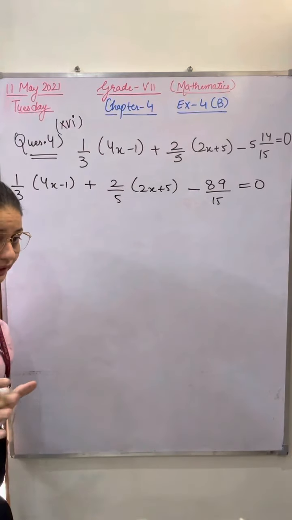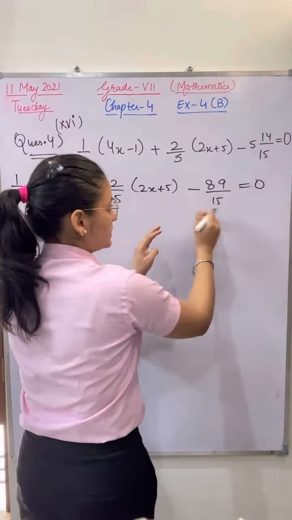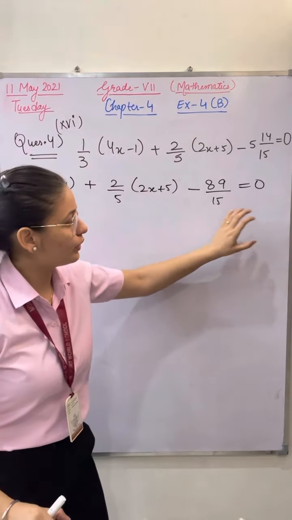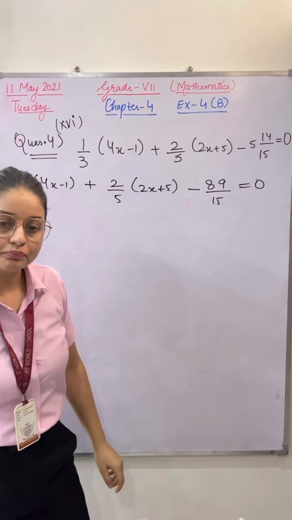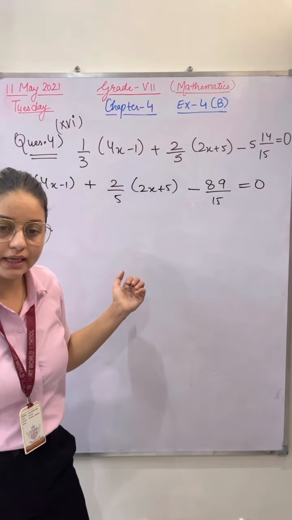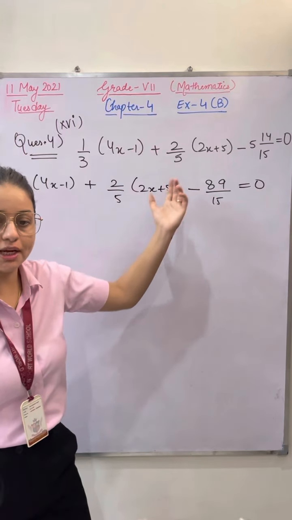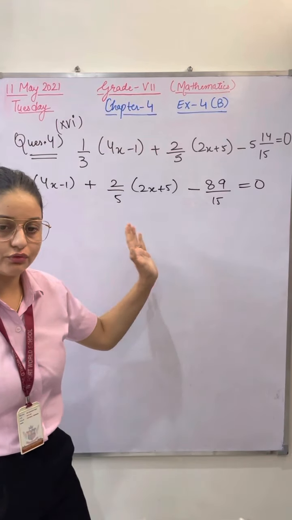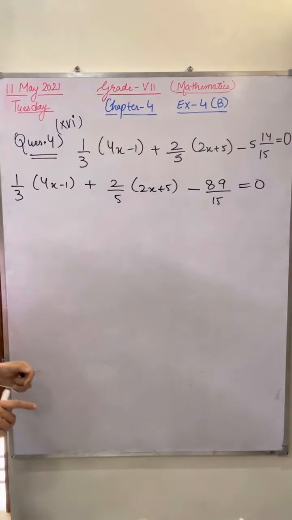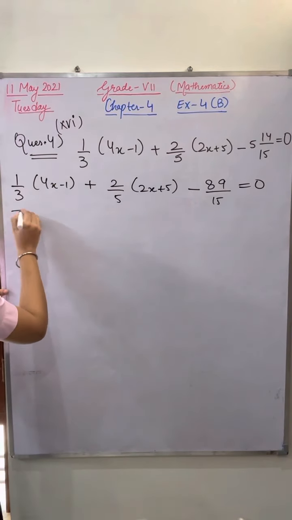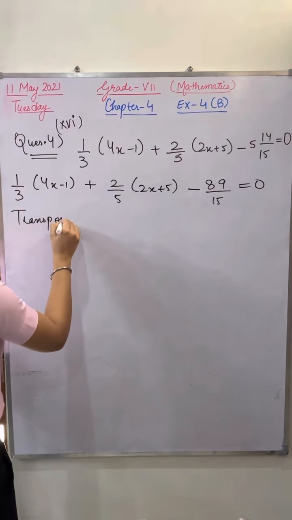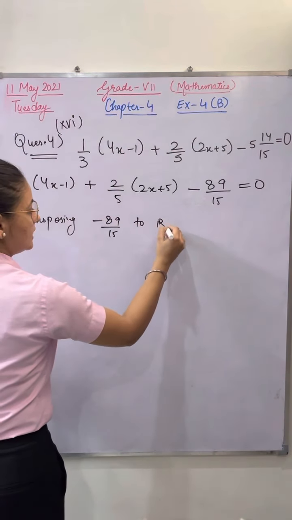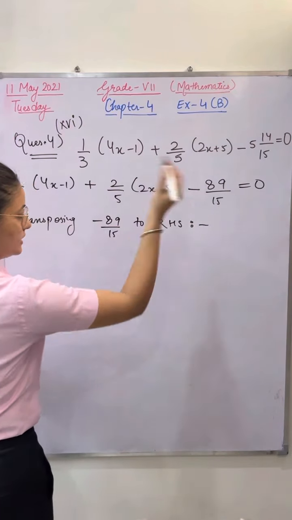The rule is that you have to take this constant value to the right hand side. If I have to take this constant value to the right hand side, what should be the step? If I have to shift any value, whether it's constant or variable, to the right hand side or left hand side, what will be the step? Very good, Prasan. That will be transposing. Transposing minus 89 upon 15 to the right hand side.